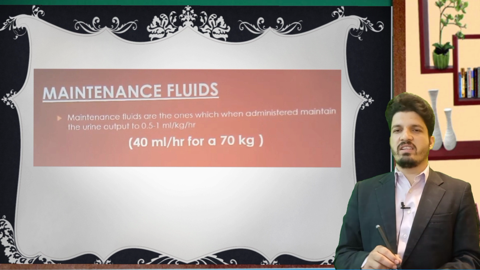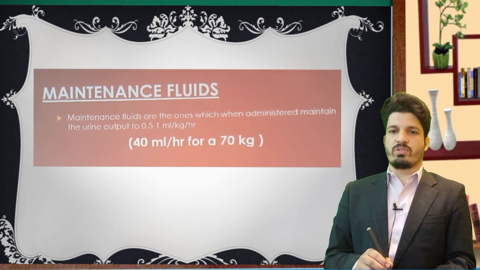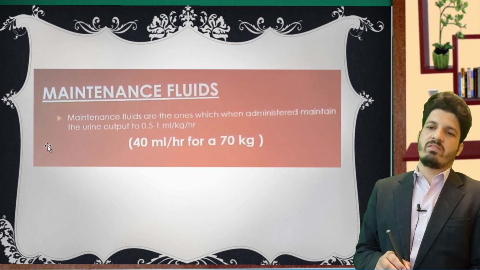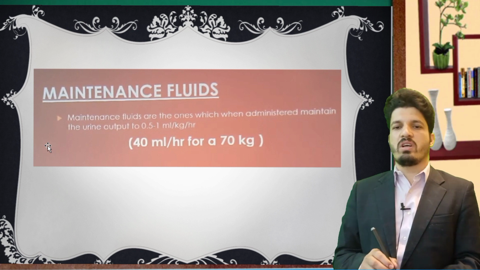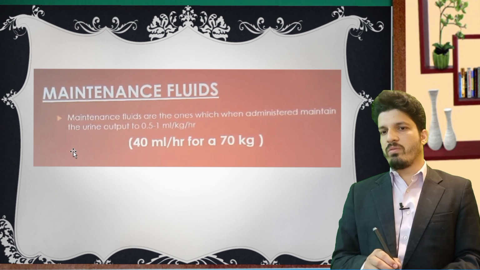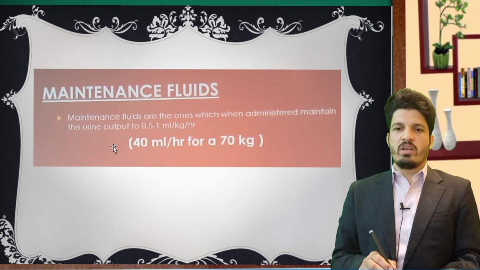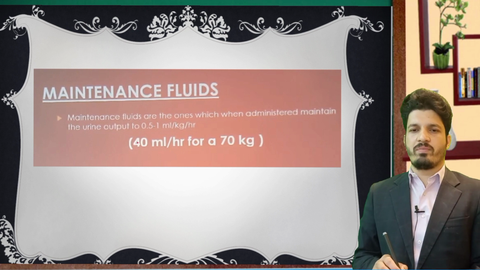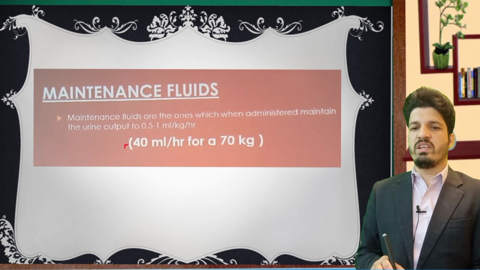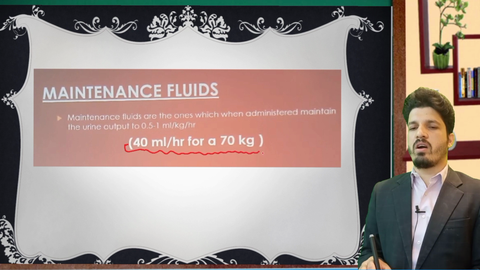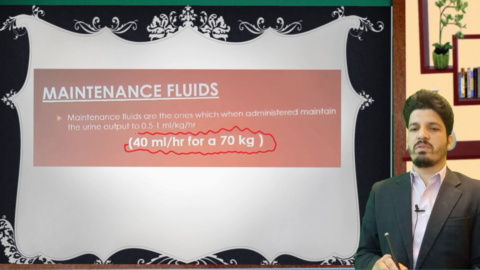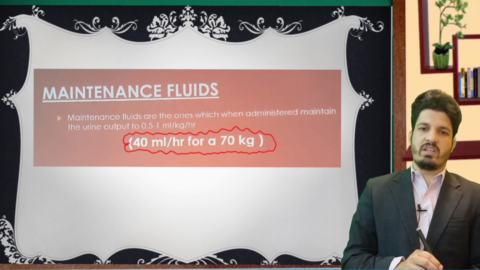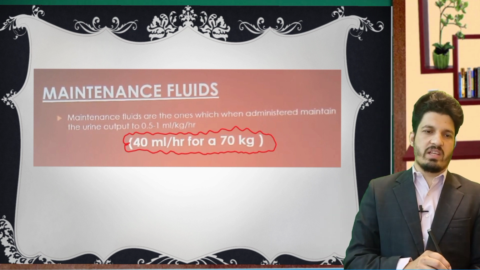So on the surgical floor, you give maintenance fluids, and maintenance fluids are those which, when administered, maintain the urine output at 0.5 to 1 ml per kg per hour. So approximately for a 70 kg person, it becomes 40 ml per hour. Okay, and you will remember this, and it will be helpful in the next sections of our slides.